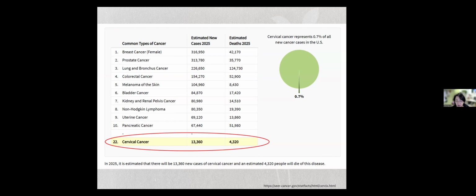So this is a slide showing the USA itself. More than 50 years ago, since 1950, we started Pap screening. With Pap screening, we have a decreased cervical cancer. Now you can see cervical cancer is at 22nd, before it was within the top 10 of cancer incidence.